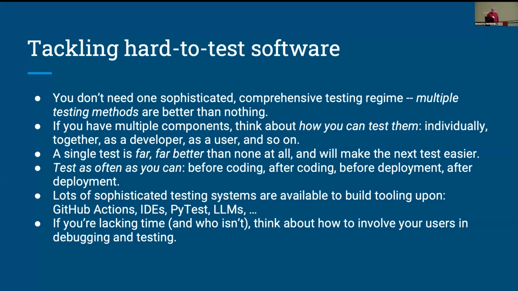You don't need one sophisticated comprehensive testing regime. Whatever testing methods you use is better than nothing. If you have multiple components, think about how you can test them individually, together, as a developer, as a user, and so on. A single test is far, far better than none at all, and will make writing the next test after that much easier. Test as often as you can: before coding, after coding, before deployment, after deployment. There are lots of sophisticated testing systems; we just saw Julian yesterday. LLMs can really help with writing tests and with evaluating what is covered. And if you're lacking time, think about how to involve your users in debugging and testing.